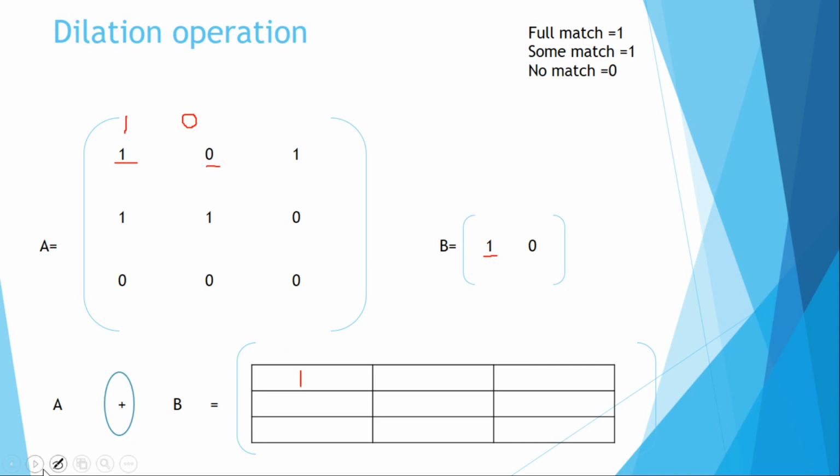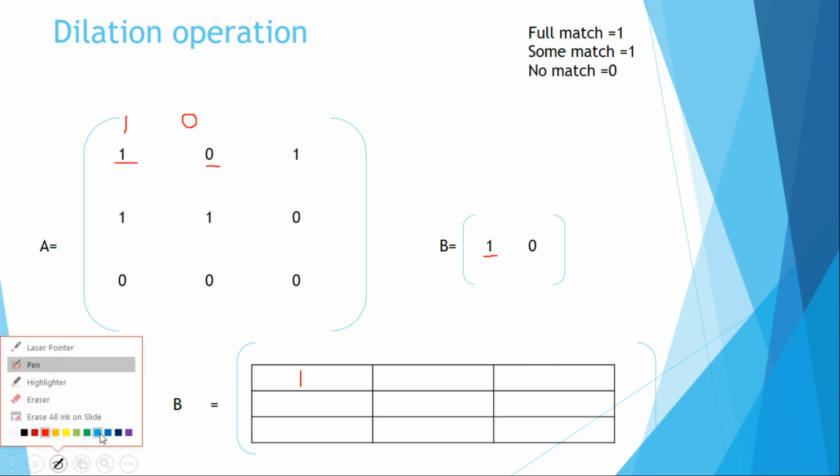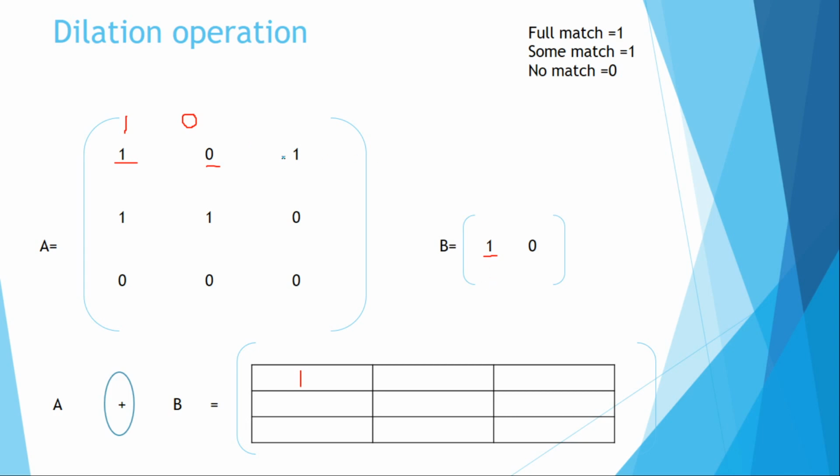And the second case. Here for the second pixel value, 1 0 is not matching, 0 1 is also not matching. No value is matching over here. So the dilated output value goes to 0.